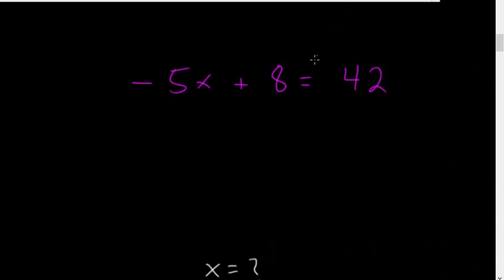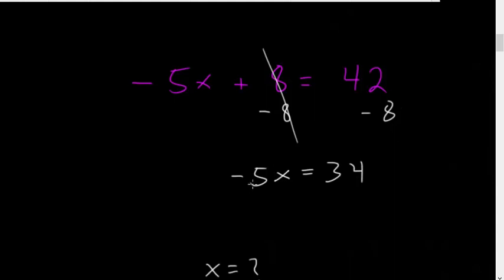So we want to get rid of the plus 8 first. So we will do subtraction. So minus 8 on each side. And so these cancel out because plus 8 minus 8 is just 0. And we get minus 5x equals 42 minus 8, which would be 34.